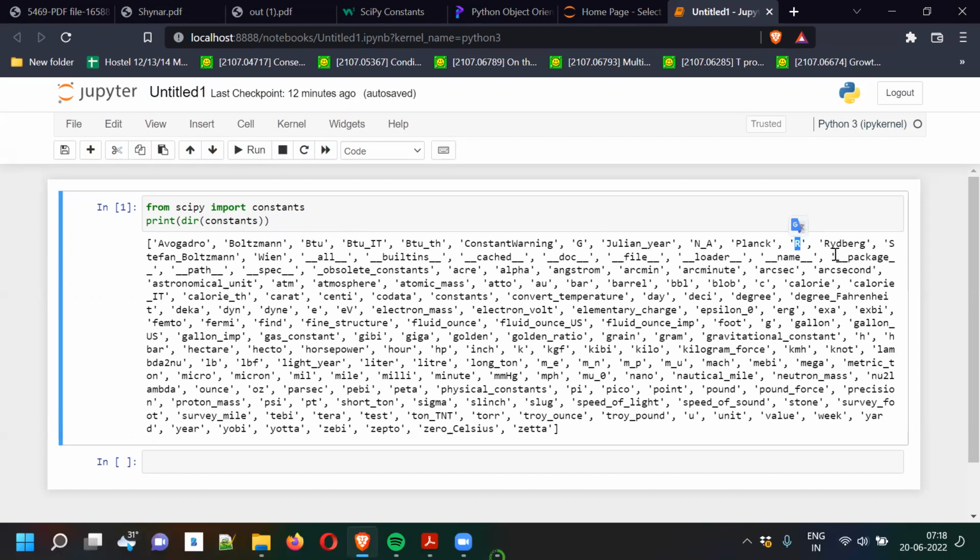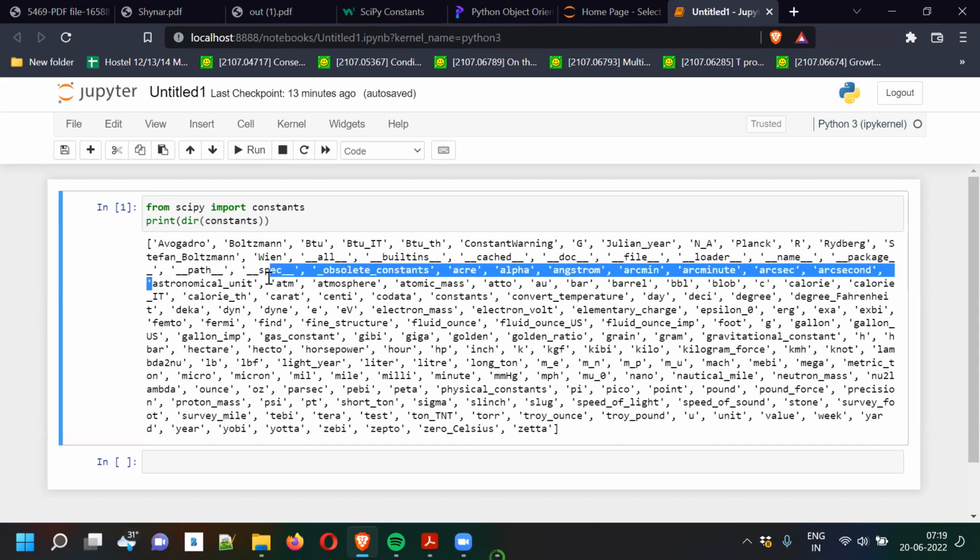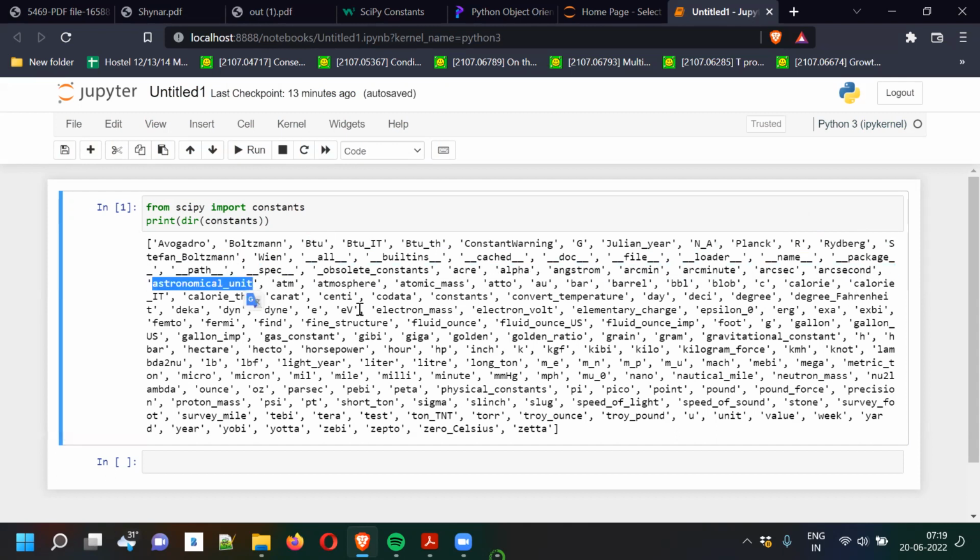I think this is from thermodynamics. Then there is the Rydberg constant, again thermodynamics, I think. Then the Stefan-Boltzmann constant, again from thermodynamics. Then you have other things. You have angstrom, a unit of wavelength. Then you have arc minute, arc second, arcsec. These are related to astronomy. Then you have the astronomical unit, which is a unit of distance. Then you have atm or atmosphere, which is pressure. Then atomic mass. Then atto, AU, bar, things like that.